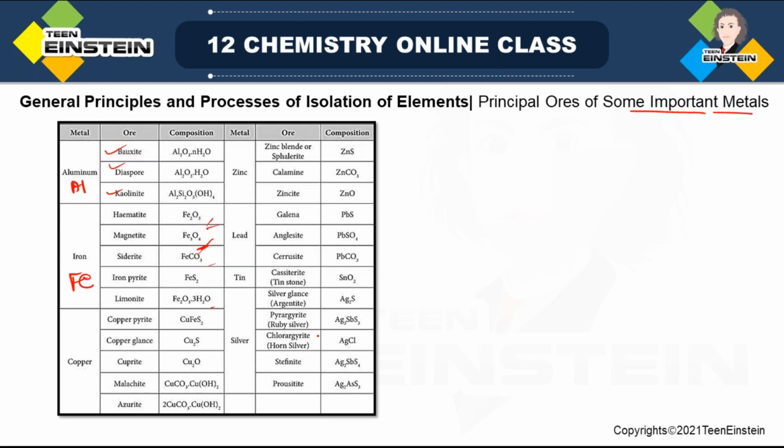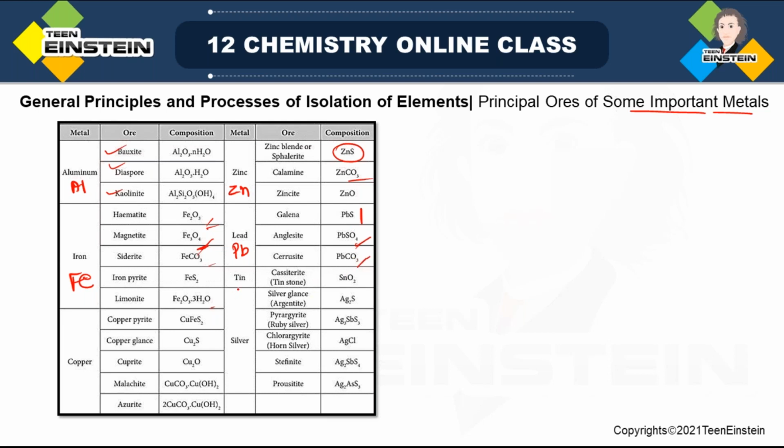Suppose the names of some ores are given, and it may be asked which of these four ore names belongs to a particular metal, maybe copper or aluminium. Then we have zinc blende, which is mainly used for extraction. Then calamine, which is the carbonate ore of zinc, and zincite, ZnO. Then we have lead. Under lead we have galena, which is mainly used, the first one mentioned. Then PbSO4 and PbCO3, the sulfate and carbonate ores.